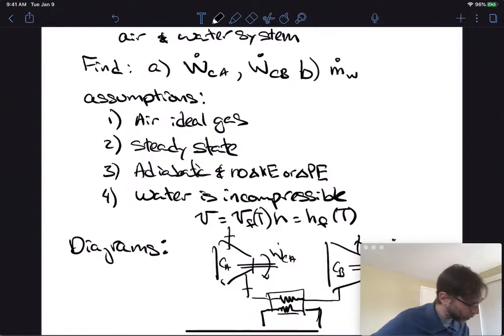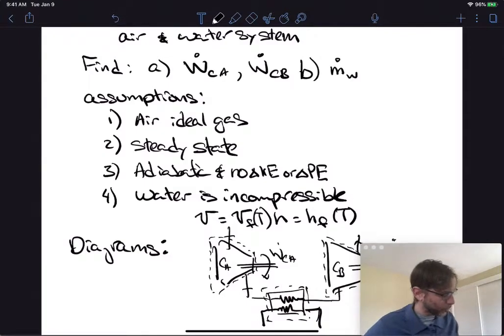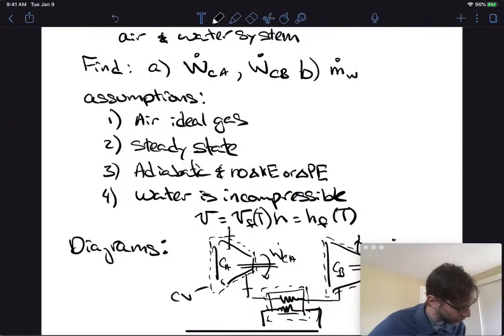Okay, so the reason why we're drawing these diagrams is we're going to take our control volume. So we're going to take a control volume here. Okay, we're going to take one here. And then there's going to be one here. So we're going to have 3 control volumes. We're going to have control volume 1, 2, and 3. Okay, so we're going to call this CV1. We'll call this CV2 and call this CV3.